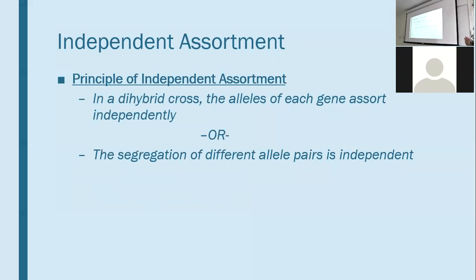This is Mendel's principle of independent assortment. In a dihybrid cross, the alleles of each gene act independently. We're looking at them together for whatever reason, but they aren't affecting each other at all. They're still doing the same thing they would have been doing in a monohybrid cross. So the segregation of different allele pairs, whether a seed is round or wrinkled, whether a seed is yellow or green, is happening independently of each other. And that is Mendel's principle of independent assortment.